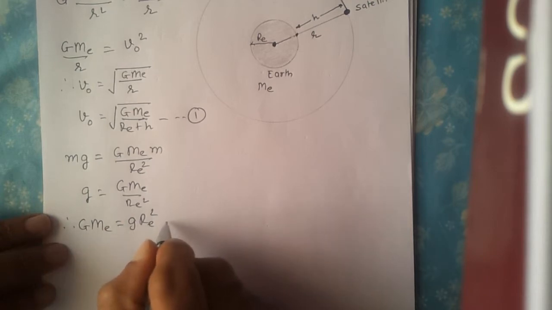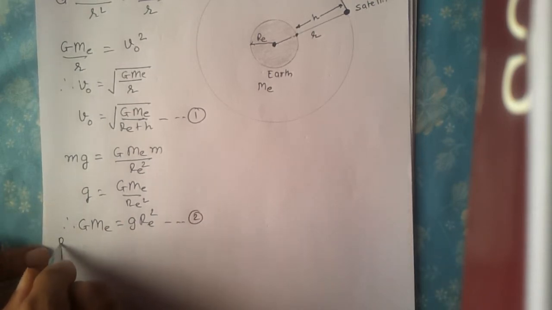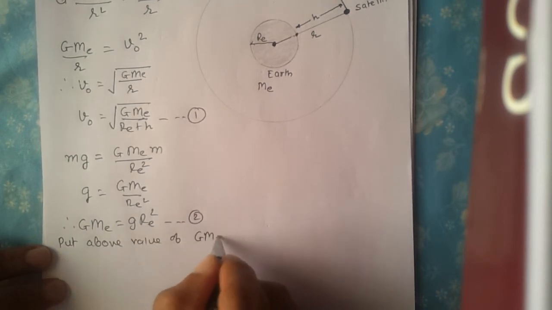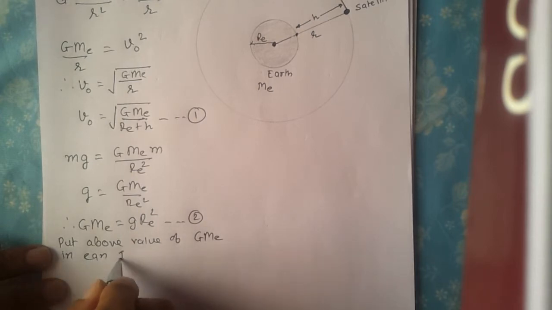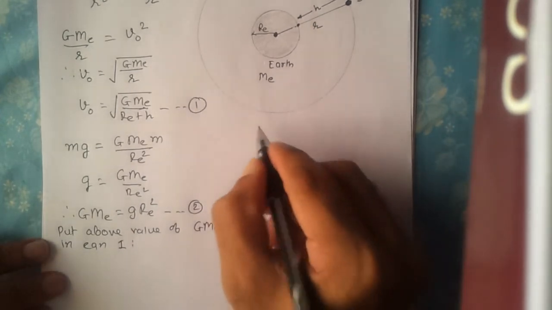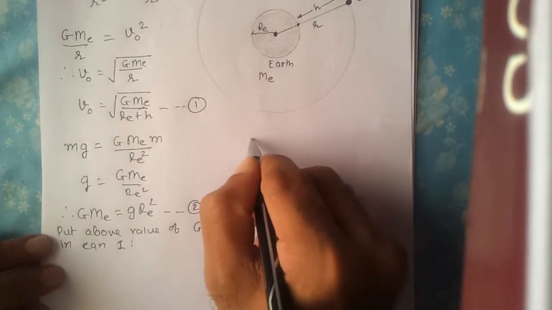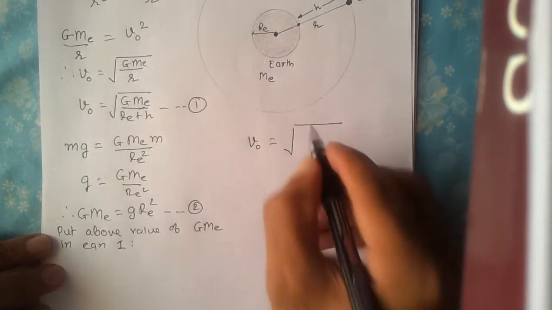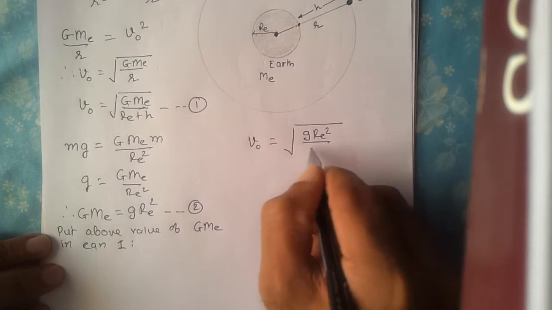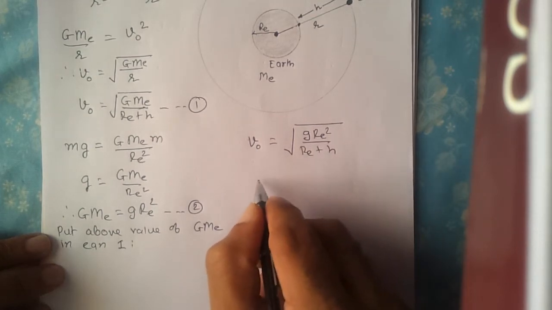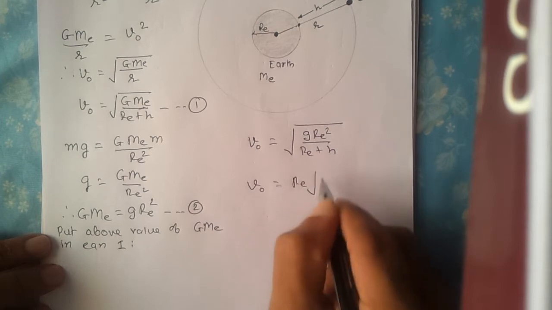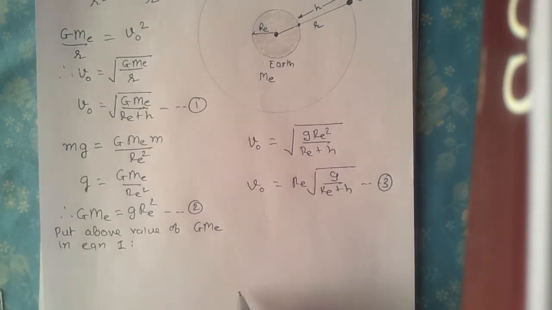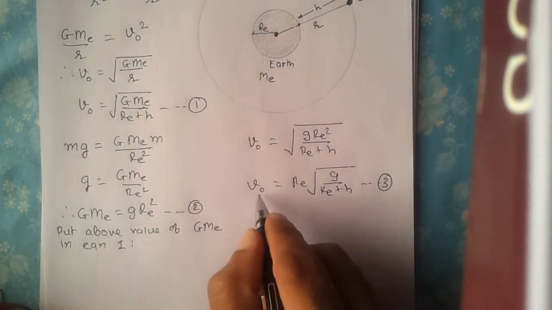And I will substitute this particular value. Let us call this equation 2. Putting the above value of GMe in equation 1, I get v0 is equal to square root of, for GMe I'll write GRe squared, so I get GRe squared upon Re plus h, and this would mean v0 is equal to Re upon square root of (Re plus h) times G. Let us call this equation 3. Okay, so we have obtained one more equation for orbital speed.